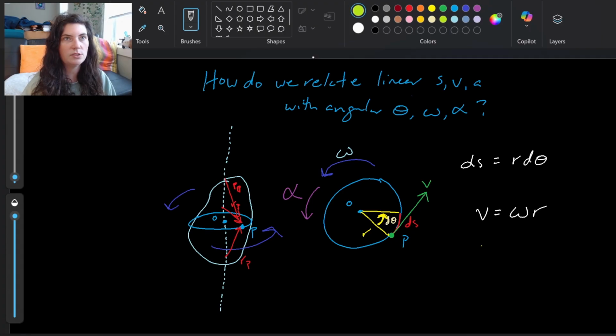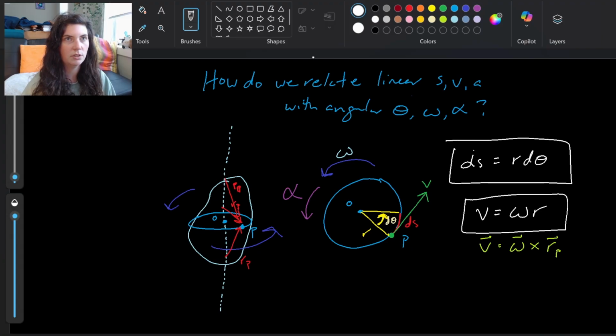So you might also see it in this vector form. V is the vector omega, a vector form of angular velocity, cross product with RP. You might see it this way, but more commonly we can just use our scalar value. V is angular velocity times r.